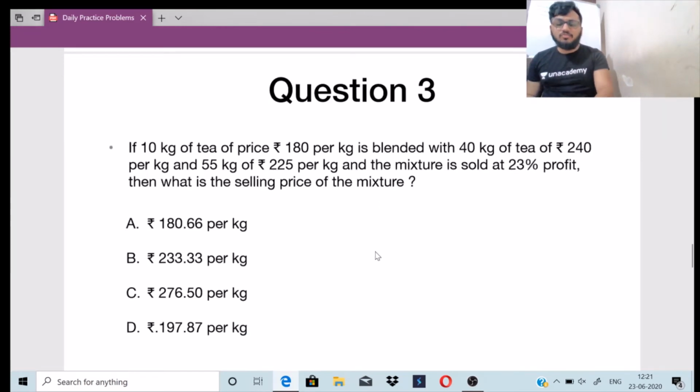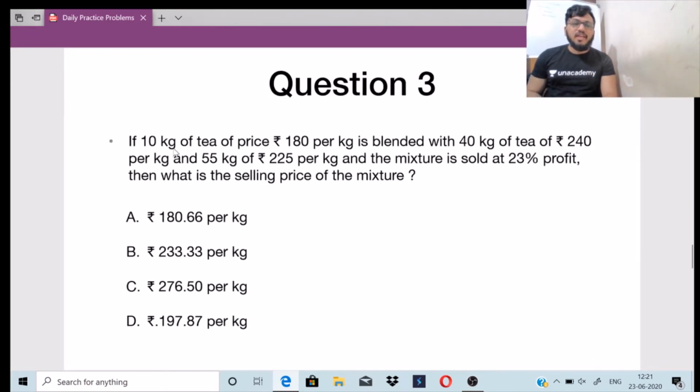Okay, now let us move on to the last question of the class. If 10 kg of tea of price rupees 180 per kg is blended with 40 kg of tea of rupees 240 per kg and 55 kg of rupees 225 per kg, and the mixture is sold at 23% profit. So if this is done cumulatively, what is the selling price of the mixture? Right, we are asking for the selling price of the mixture, okay?